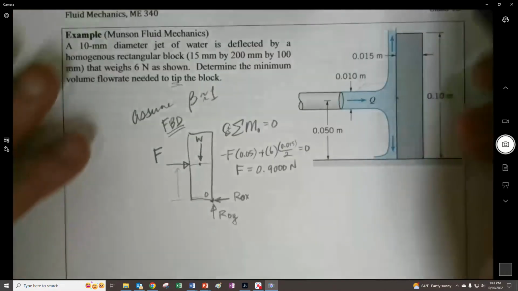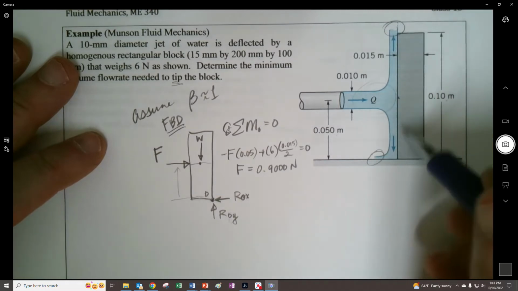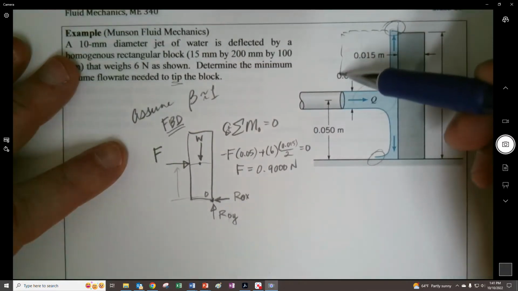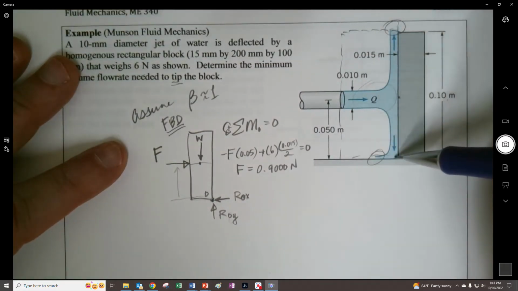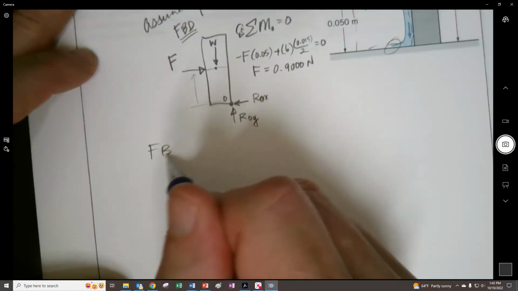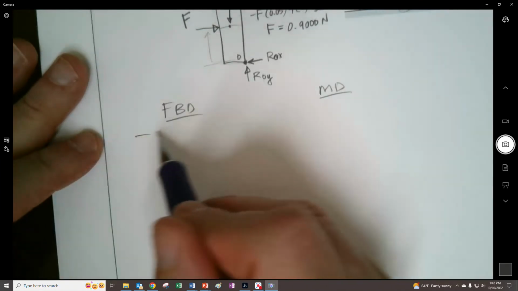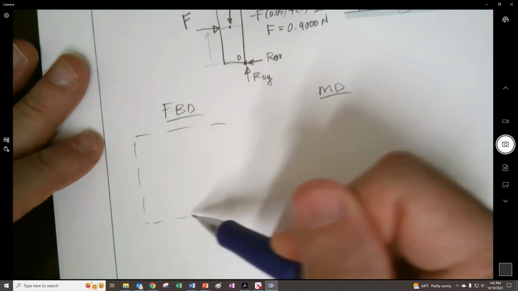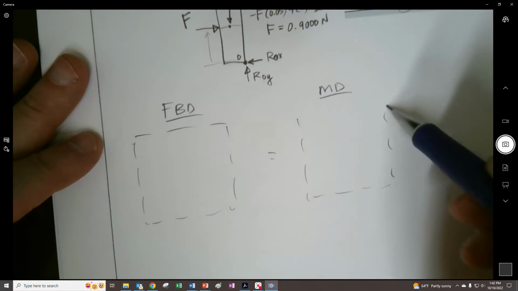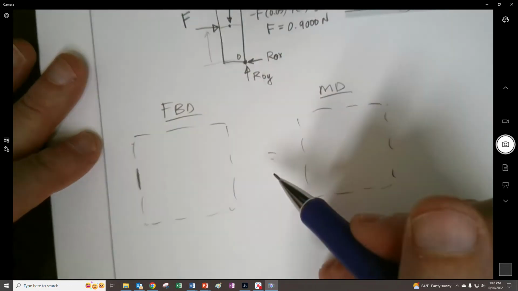We're going to have to be a little bit clever here. We don't know what this and that are going to be, so let's draw our control volume. It's going to look like that, right into there. Let me draw an FBD of the control volume and a momentum diagram of this. It's going to be a square, and here is going to be the control surface.